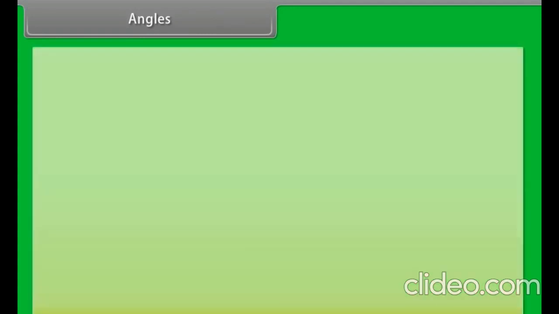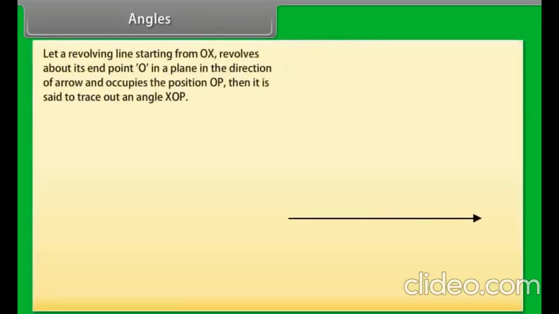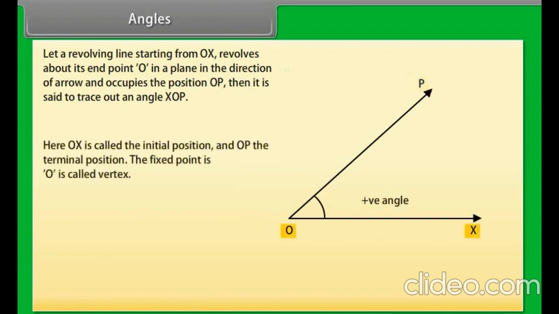Angles. What are the angles? Let a revolving line starting from OX revolve about its endpoint O in a plane in the direction of arrow and occupy the position OP. Then it is said to trace out an angle XOP. Here, OX is called the initial position and OP the terminal position. The fixed point O is called vertex.